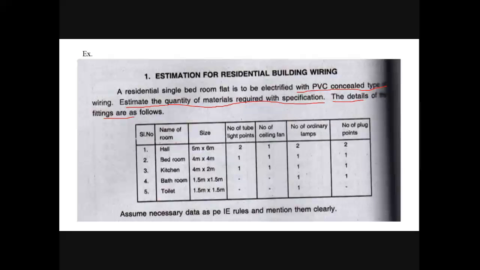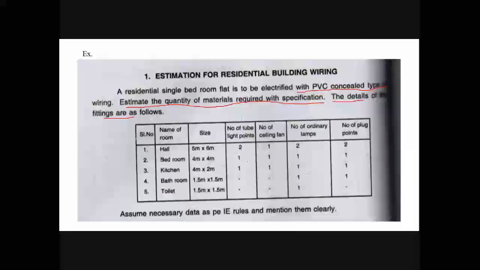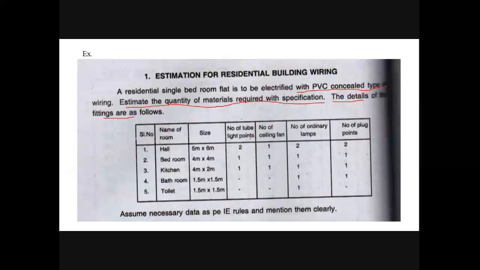Yes, so serial number is available, name of the room is available, size dimension of that particular room is available, number of tube light points, number of ceiling fans, number of ordinary lamps, and number of plug points they have given. Inside the hall, 2 light points, 1 ceiling fan, 2 ordinary lamps, and 2 plug points are available. For the bedroom, 1 tube light, 1 ceiling fan, 1 ordinary lamp, and 1 plug point is available.